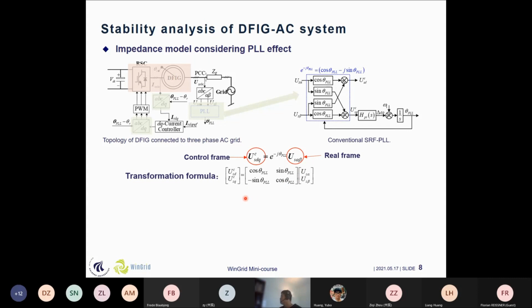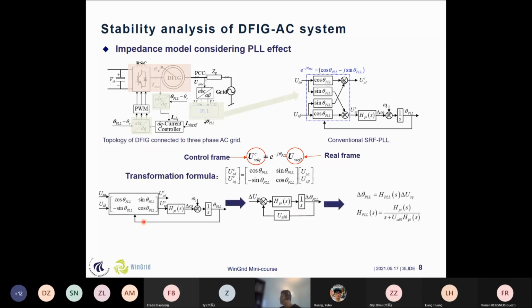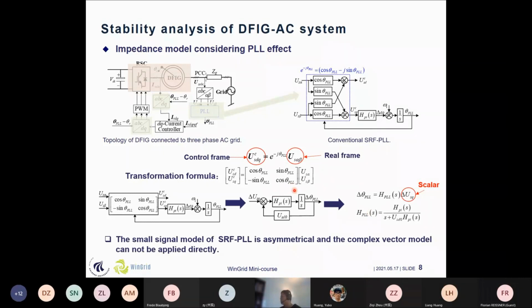Okay, since we get this formulation, then we can get the small signal model of the SRF PLL. We can get the relationship between the perturbation of the stator voltage and the variation of the angle, the CWPL. We can see here that this is a scalar value. It means that the variation of the PLL angle is only related to the QX voltage. It has no relationship with the DX voltage. That's the main reason that causes the asymmetric characteristic of the PLL effect. So we can see that the small signal model of the SRF PLL is asymmetric.